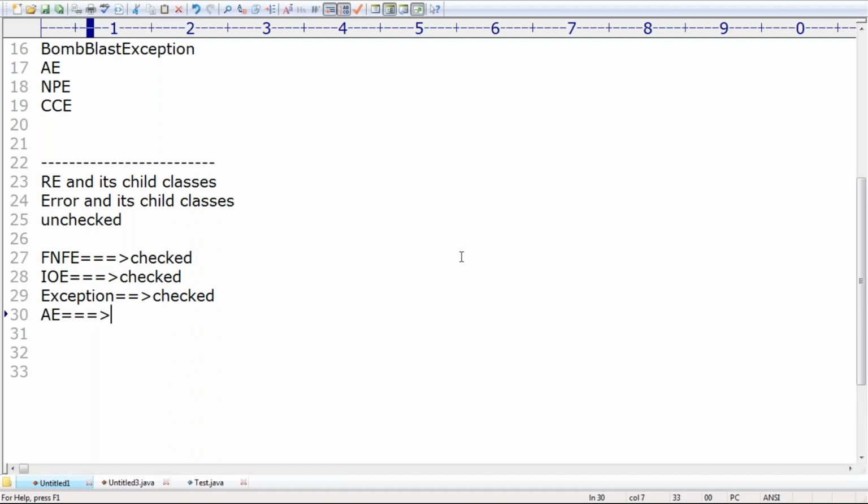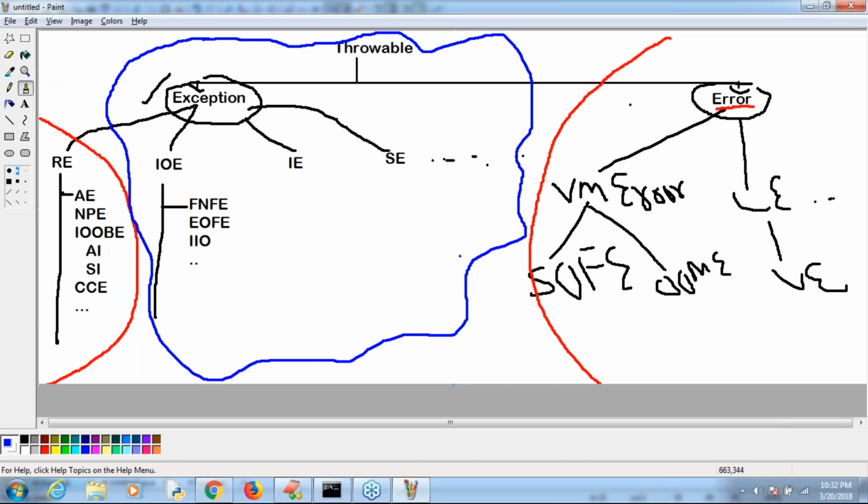ArithmeticException, unchecked. RuntimeException, unchecked. Remember this one. NullPointerException, unchecked. Like, Error, OutOfMemoryError, unchecked. StackOverflowError, unchecked. Clear? Throwable, checked. Observe that: is it in the blue or in the red? Blue area. All the blue area is checked. Remember, RuntimeException and its child classes, Error and its child classes are unchecked, except that the remaining are checked.